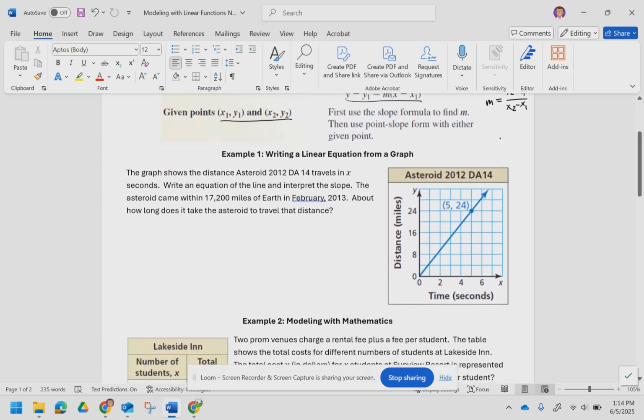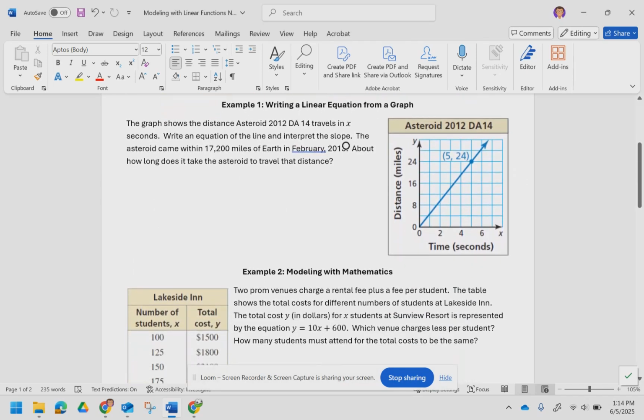All right, let's get into actually applying this knowledge. So we've got a graph here over at the right that shows the distance of asteroid 2012 DA14 and how far it travels in X number of seconds. Write an equation of the line and interpret the slope. The asteroid came within 17,200 miles of Earth in February 2013. About how long does it take the asteroid to travel that distance?